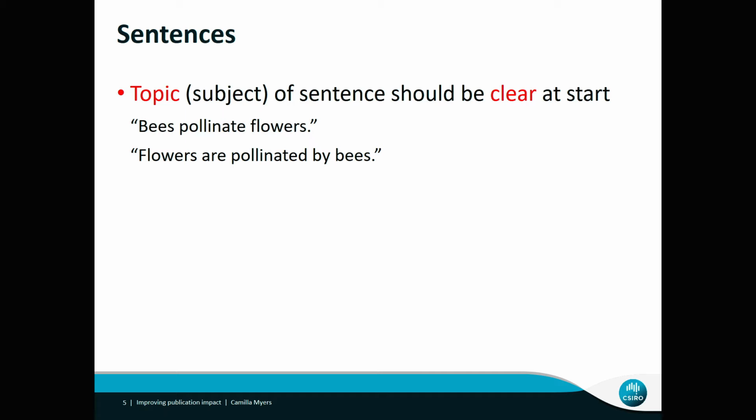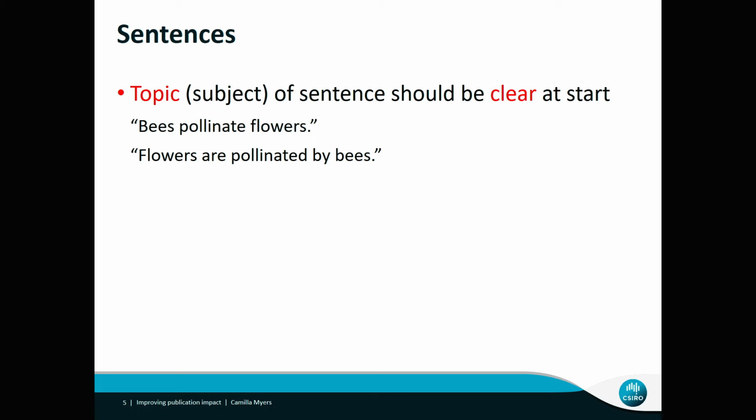The first is, what is the subject, the topic of the sentence that you're writing? That needs to be really, really clear at the start. So look at these two examples. Bees pollinate flowers, and flowers are pollinated by bees. So superficially, these sentences seem to say exactly the same thing. But look at them, they're actually not the same at all. The first one is about bees. The second is about flowers. They're really not the same.